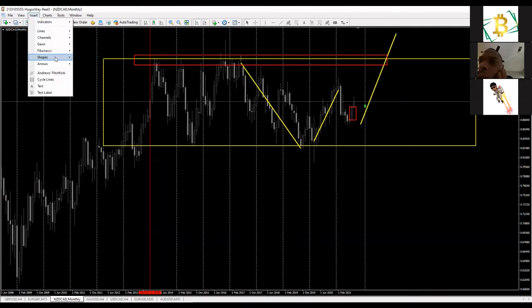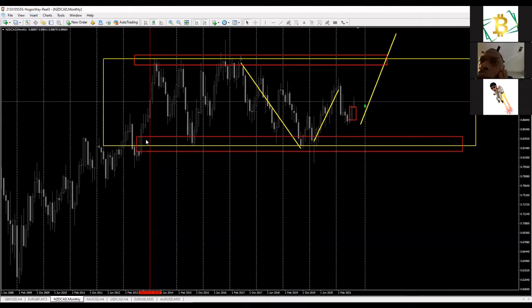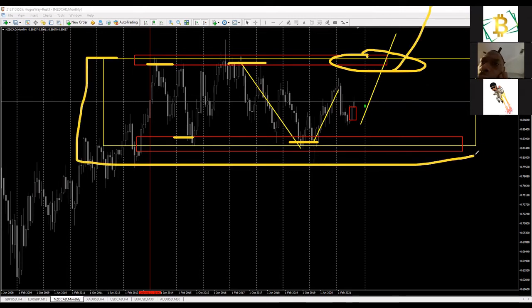In a range, as you see, this low level has been tested 1, 2 times. The high level has been tested 1, 2 times as well. Now, as price moves, of course, we're coming up here to test that again. And essentially that will be the move that breaks us out of the overall range here. That makes sense?